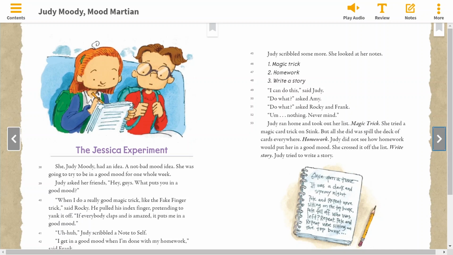Magic trick. She tried a magic card trick on Stink, but all she did was spill the deck of cards everywhere. Homework. Judy did not see how homework would put her in a good mood. She crossed it off the list. Write a story. Judy tried to write a story.